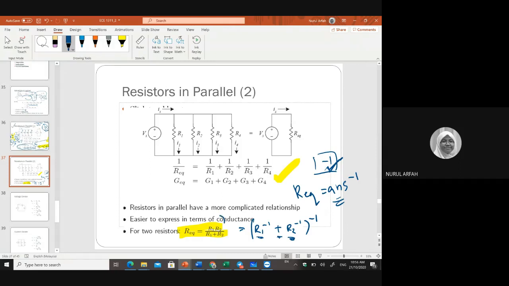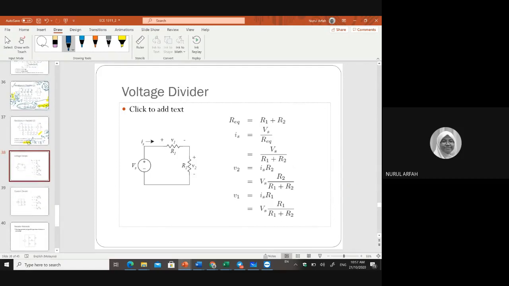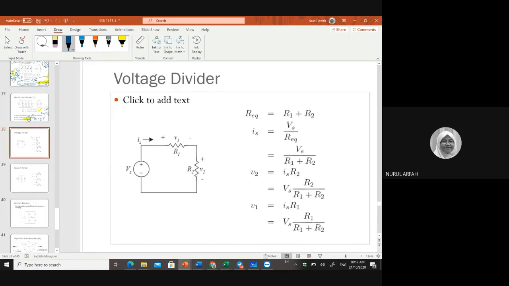Please do not use this one. No, I don't want you to use R1 times R2 divided by R1 plus R2. Majority of students who use this tend to make careless mistakes because this one should be in brackets, right? Just be careful. Okay. Now voltage divider.